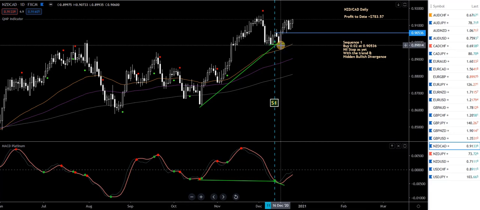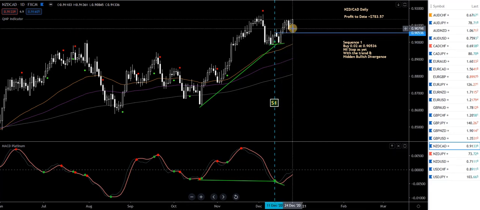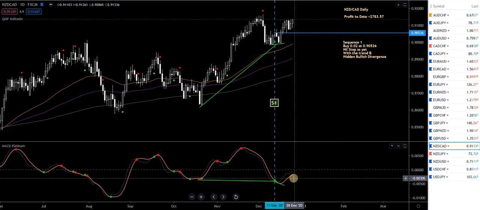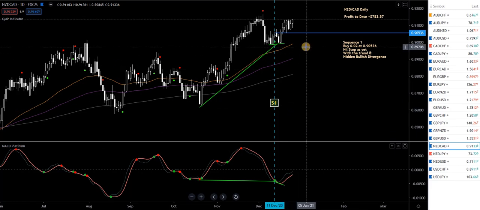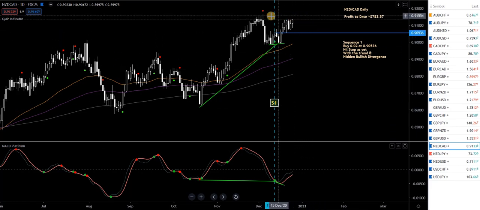So the buy went against me initially, now it's popped up nicely, now heading up. MACD Platinum's on the way up towards zero level. I'll just wait and see how it pans out. Hopefully it breaks this previous high here.